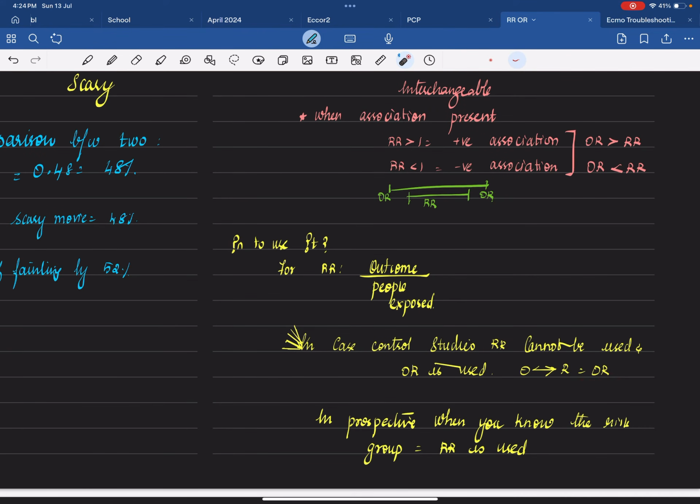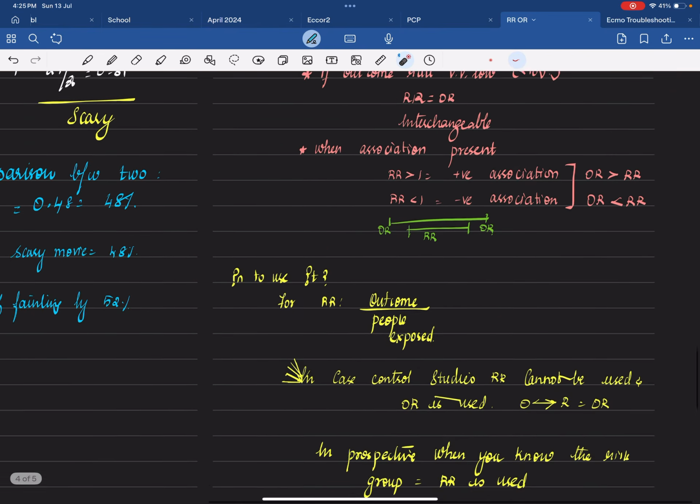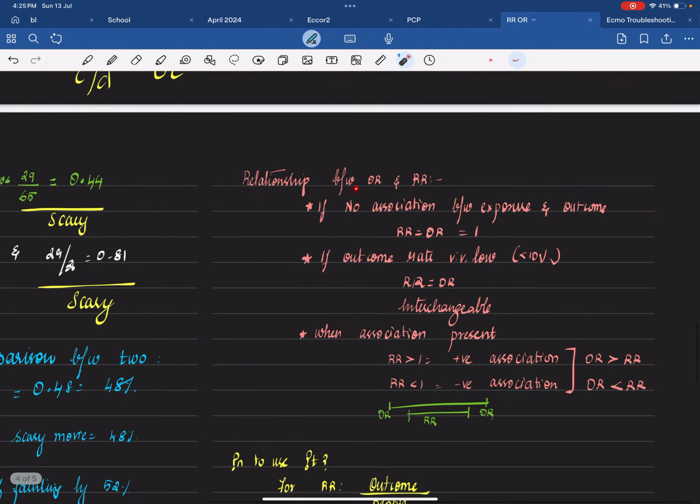But in a cohort study, a prospective study, you are starting from exposure because you already know this is a risk, and then you are trying to trace it to the outcome. In that case, because you know how many people have been exposed and you are trying to see if the outcome of interest is happening, you can use relative risk. Very simple. Case control, you will do OR; cohort or prospective, you will do RR. So what is the relationship between OR and RR?